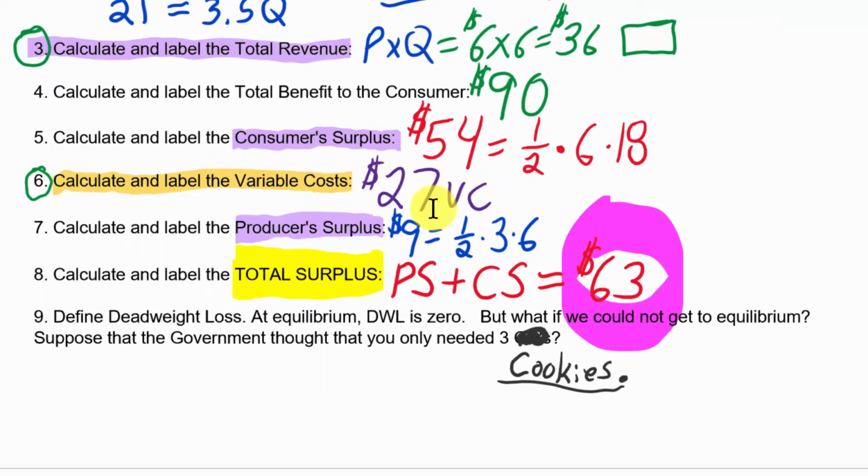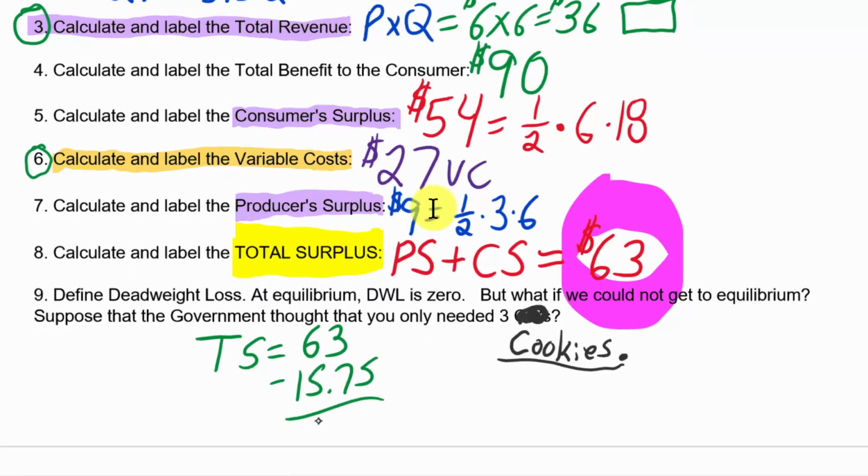What would be happening here is instead of our total surplus being able to be $63, now the total surplus would be $63 minus that $15.75. So the total surplus would be 63 minus 15.75, or $47.25. And what deadweight loss really means is how much total surplus we are losing as a society because something inefficient is going on. In this case, we're not allowed to make those voluntary trades.